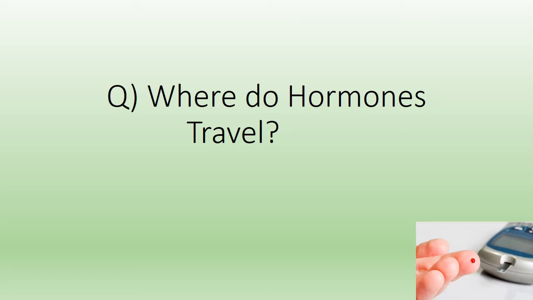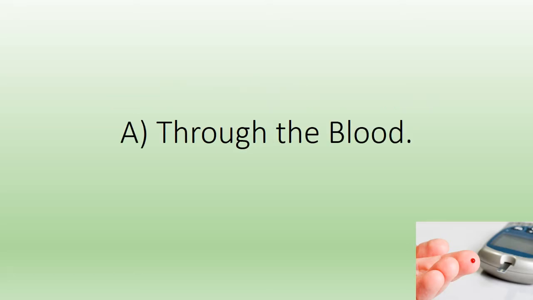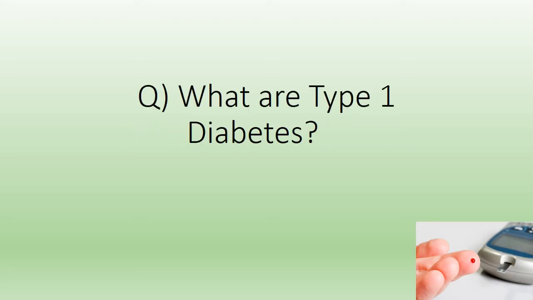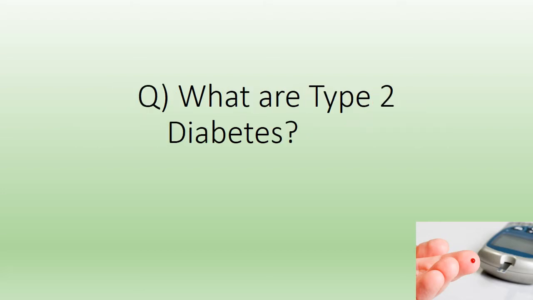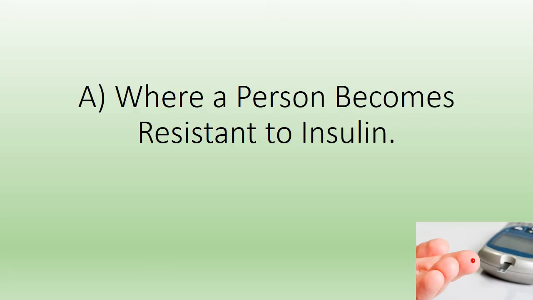Where do hormones travel? Through the blood. What is type 1 diabetes? Where the pancreas produces little or no insulin. What is type 2 diabetes? Where a person becomes resistant to insulin.